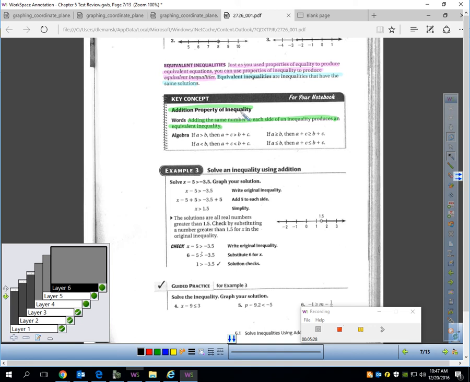We have an addition property of inequality. Adding the same number to each side of an inequality produces an equivalent inequality.